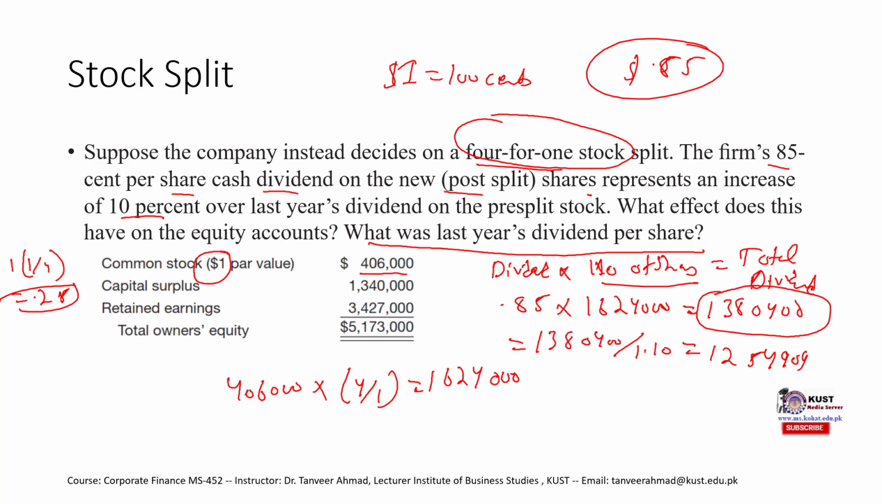We need to find the per share dividend. We know that previously the total number of shares was 406,000. So we just need to divide the total dividend last year by the number of shares outstanding last year, and we would know that last year the dividend was 3.09.